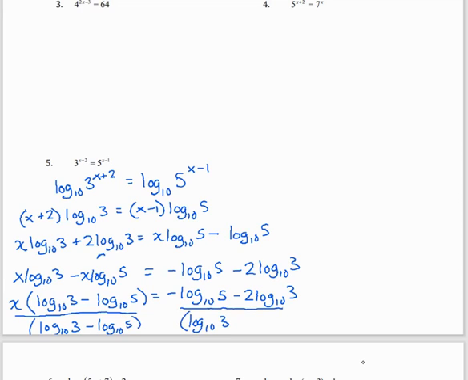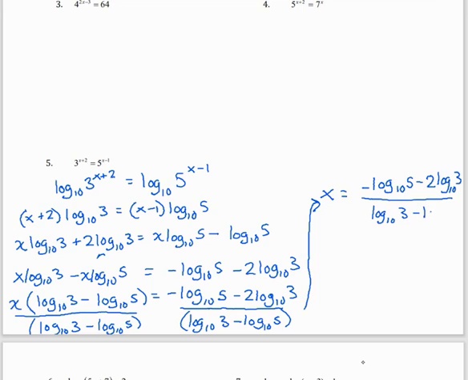What I'm left with now is an exact answer. Okay, so even if you don't have a calculator right now at home, you can do all of this part out and give me the exact answer. We get x on that left-hand side, and on my right-hand side, we have negative log base 10 5 minus 2 log base 10 3 all over log base 10 3 minus log base 10 5. That's my exact answer. Well, what is that as an approximation?